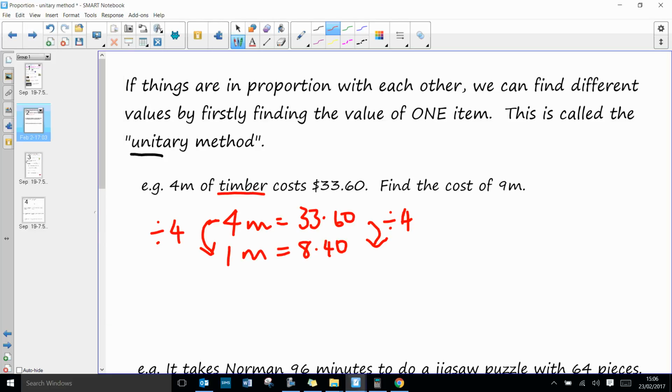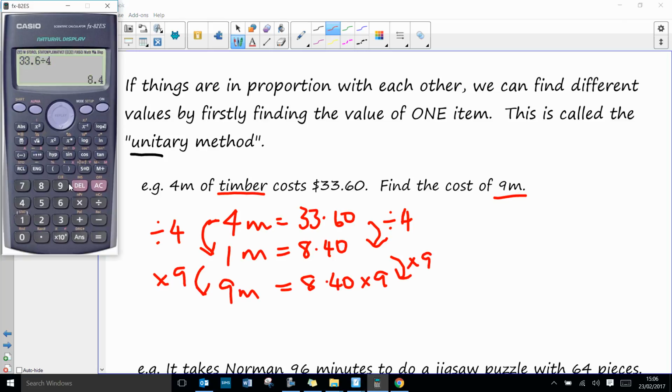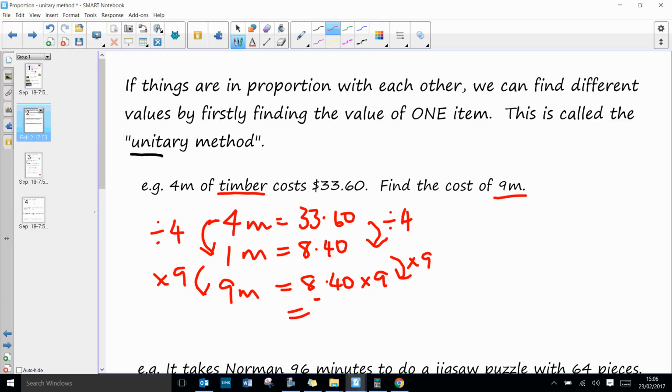If we now need to find the cost of 9 meters, we're going to multiply by 9. So we're going to do 8.40 multiplied by 9, which gives us 75.60. So let's put our units in: 9 meters, $75.60.